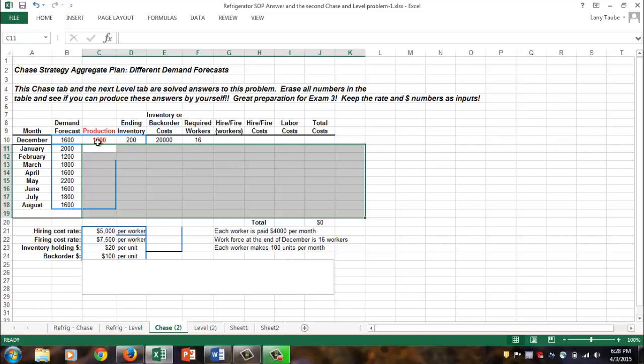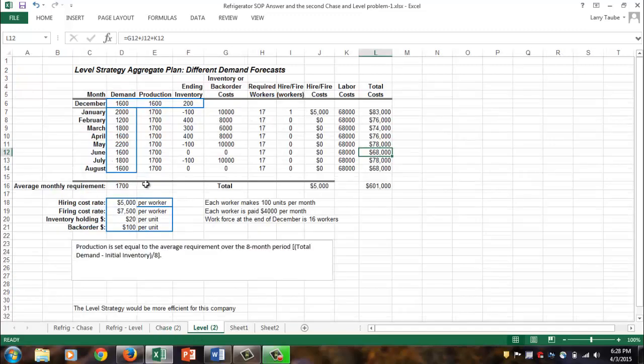Okay, I'm going to leave you there. Here's one more problem. Here's the chase problem. Here's all this data. Again, go back here, wipe out that data, and see if you can reproduce what's there based on these different things. Again, it's another 100 units per worker, so there's 1,600 units there. 1,600 divided by 100 means you need 16 workers.